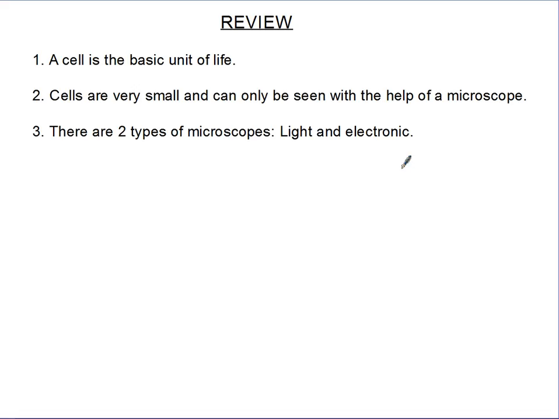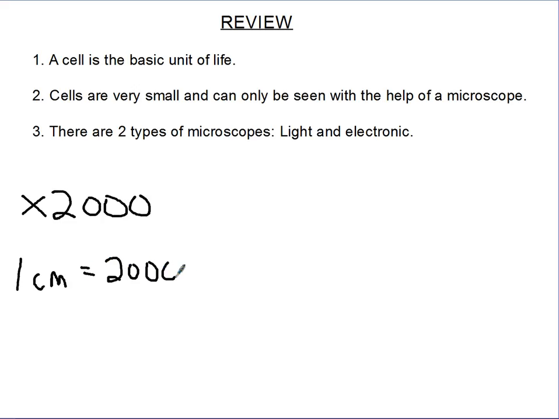Okay. Now cells are very small and can only be seen with the help of a microscope. Since they are very small, we cannot examine them with our naked eye. We will need a microscope to help in the analysis. There are two types of microscope. We have the light and then the electronic. The light can only give us a magnification of times 2000. So if our object has a size of 1 centimeter, when we magnify it, we are going to get 2000 centimeters under the light microscope.